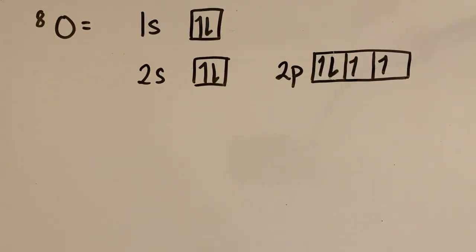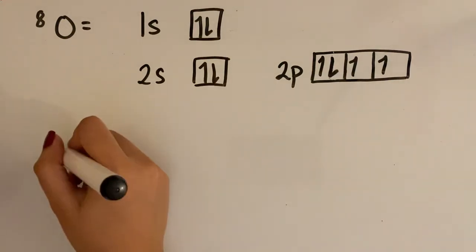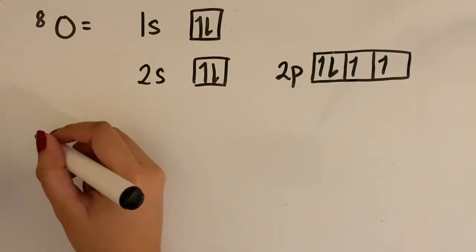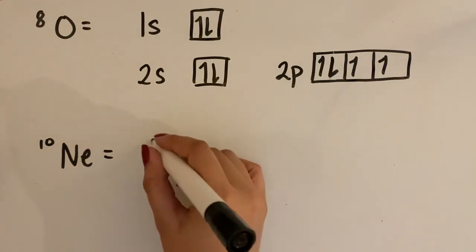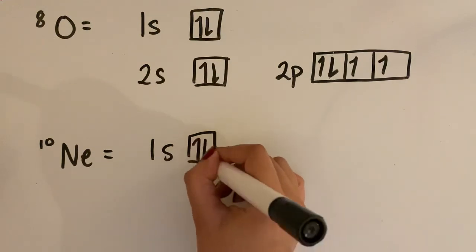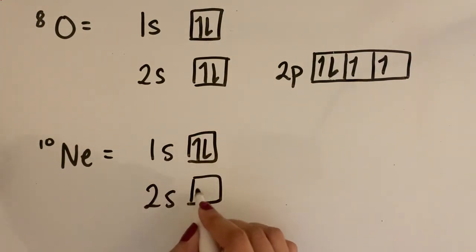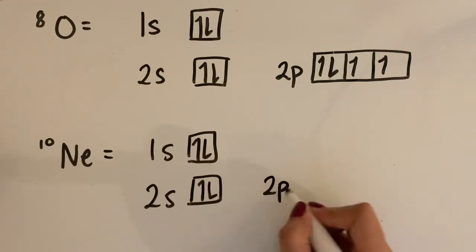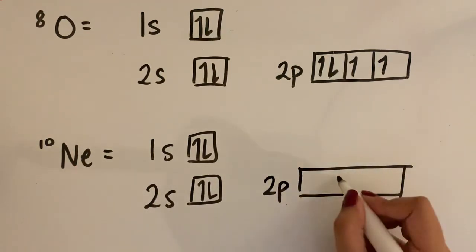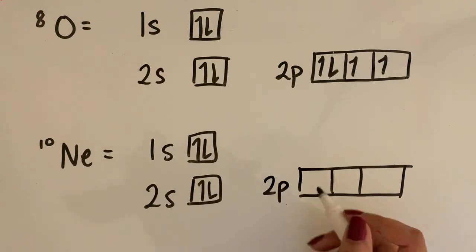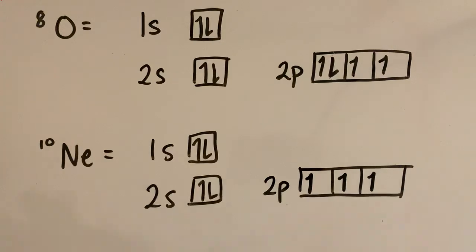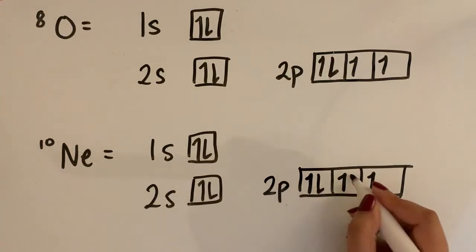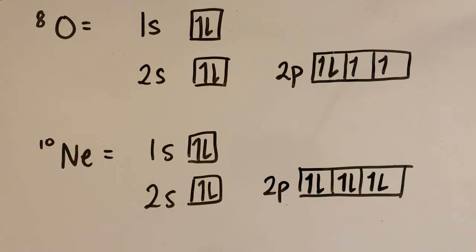If we now go to neon, neon has 10 electrons. Again, 1s2, opposite spins, 2s2, opposite spins. When I now go to my 2p, I've still got 6 electrons to account for, so I fill them up one by one first, and once each has 1 electron in it, I then pair them up that way. So that's the electrons in boxes model for neon over there.